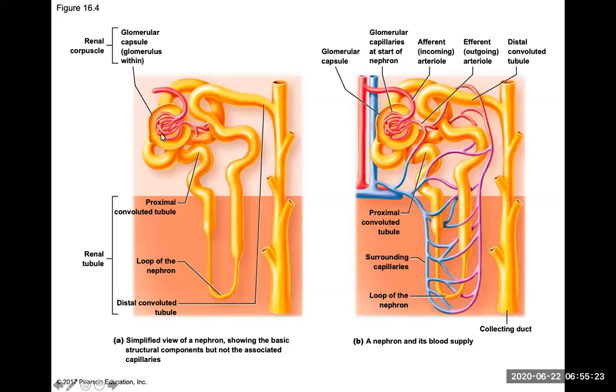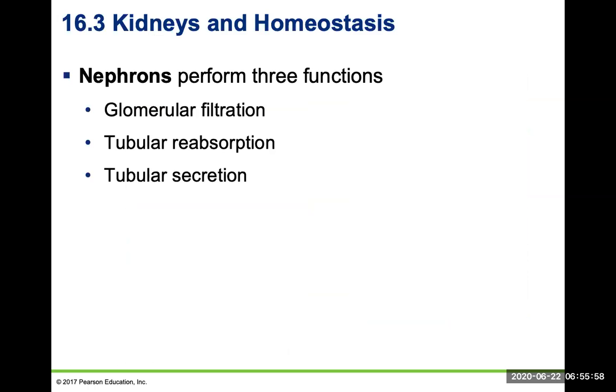So here's a look at the glomerulus. So it'll have an artery that brings blood into the glomerular capsule, which will filter everything out of the blood, and then that filtrate will go through the proximal convoluted tubule, loop of the nephron, and then the distal convoluted tubule, where things will be added to the urine or extracted from it, and then into what we call the collecting tubule, which is right here. You have different capillaries and blood vessels that surround the tubule system to absorb things back into the blood. The nephrons perform these functions: glomerular filtration, tubular reabsorption, and tubular secretion.